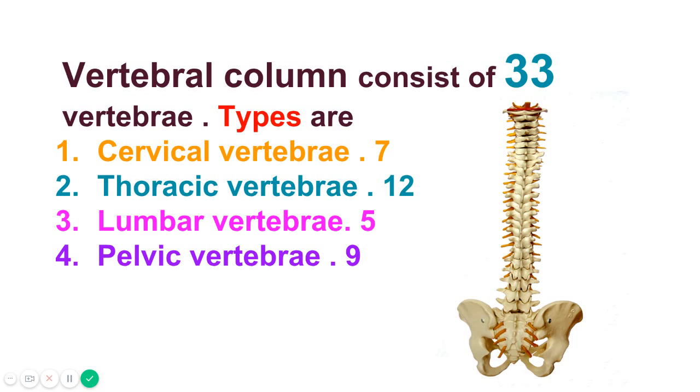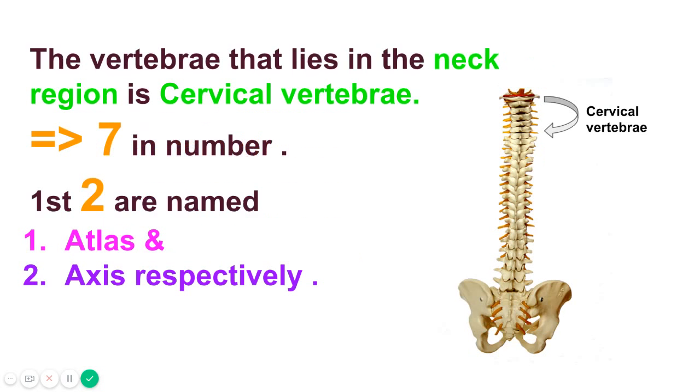So overall 33 vertebrae. The vertebrae that lies in the neck region is the cervical vertebrae, as you can see in the diagram. The first 7 vertebrae are the cervical vertebrae, and the first 2 of them are named as atlas and axis, respectively. Repeat after me: atlas and axis.